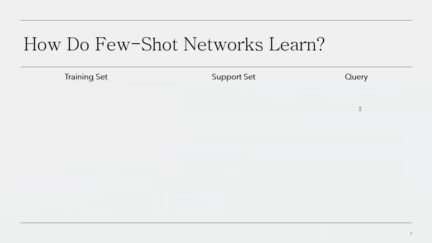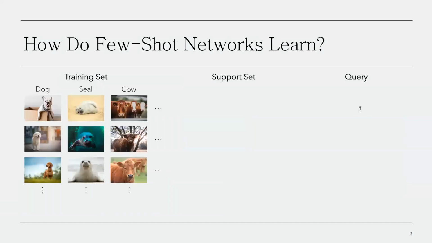So let's dive into what those support and training sets are. So how do few-shot networks learn? The first is the training set. This is a generic and large data set. Typical research papers have used Omniglot and Mini ImageNet.